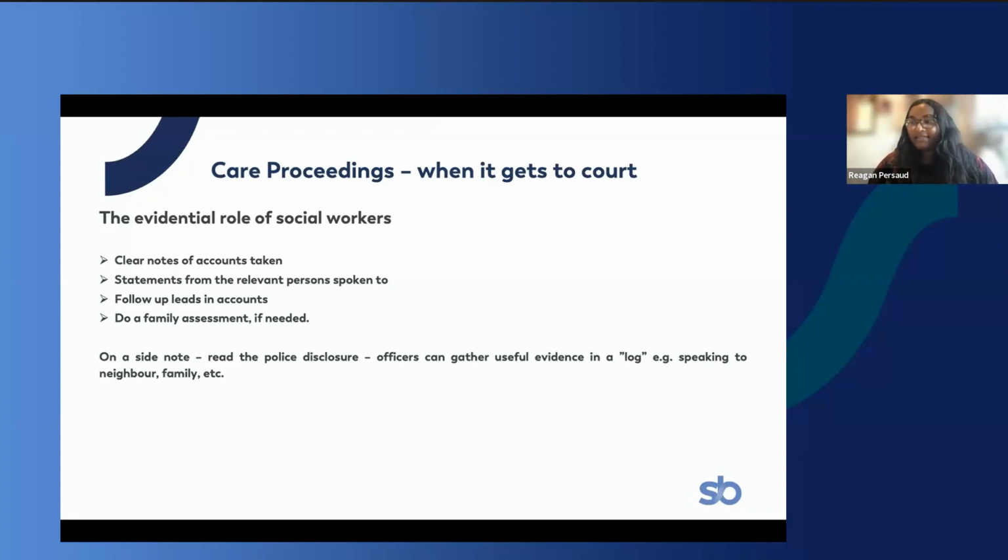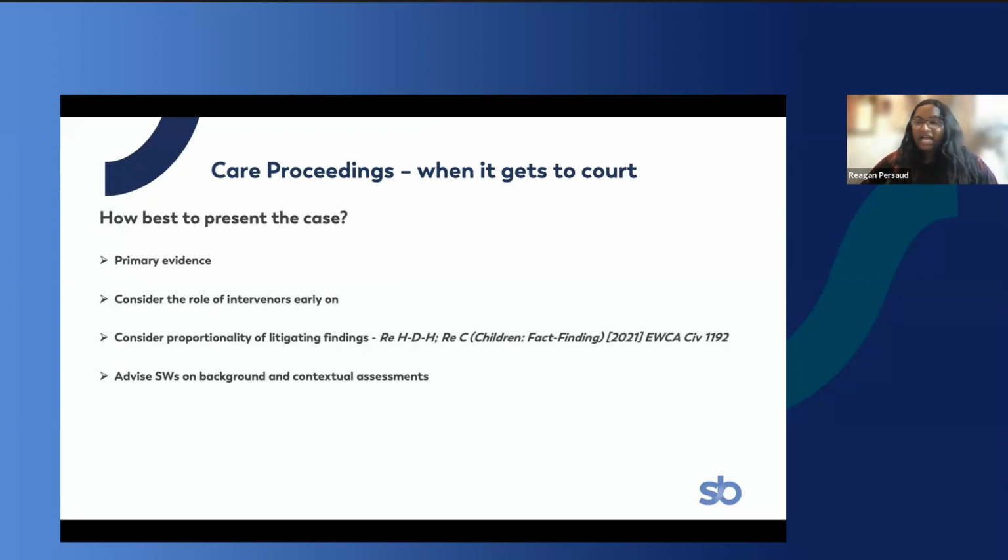So again, gather that information and do a family assessment. Get a context to this family to understand their background, the pressures on them, and where they're at. Again, that might be relevant later on. And how best do you present the case then? Remember your primary evidence, gather it. Consider very early on the need for interveners to become involved.